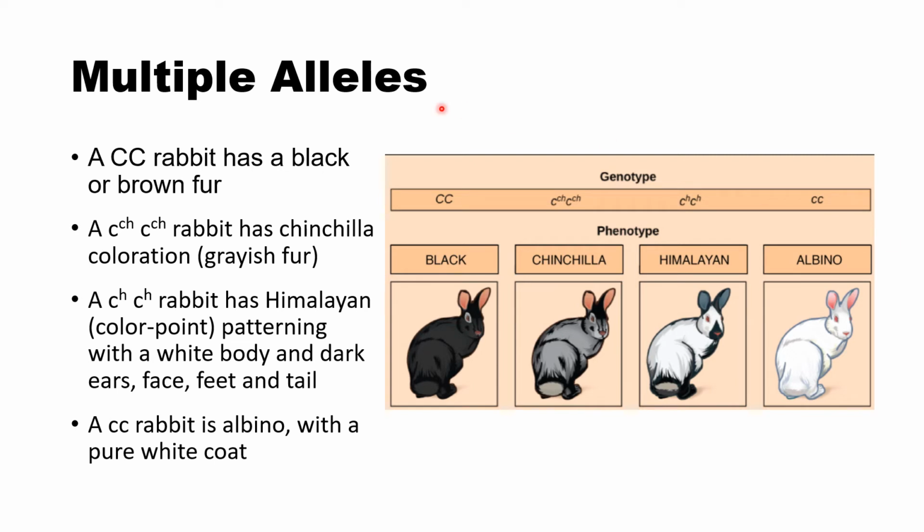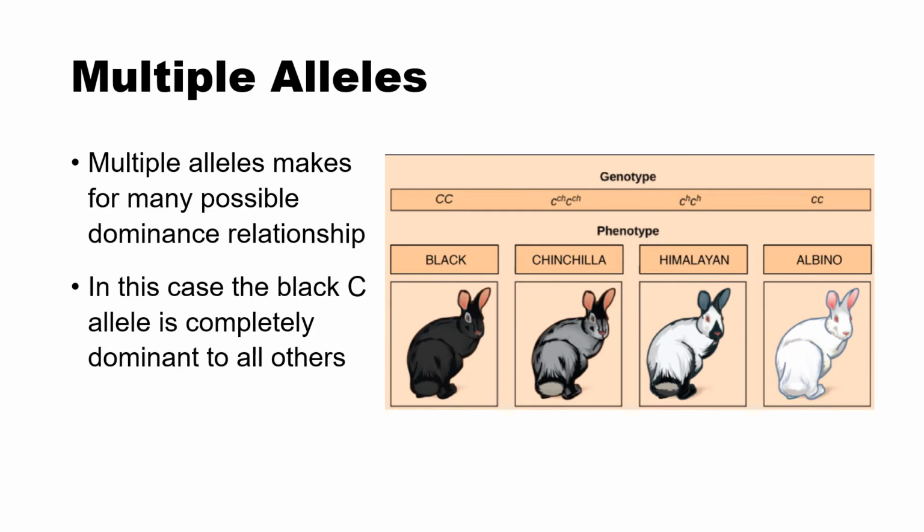So, a CC rabbit has a black or brown fur. A recessive CCH rabbit has chinchilla color, parang grayish fur. Recessive C with H rabbit has Himalayan patterning with a white body and dark ears, face, feet, and tail. So parang ganito. And then a recessive cc rabbit is albino with a pure white coat. So parang ganito. So multiple alleles make for many possible dominance relationships.